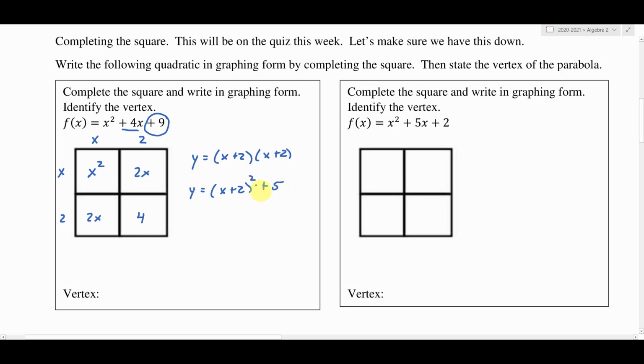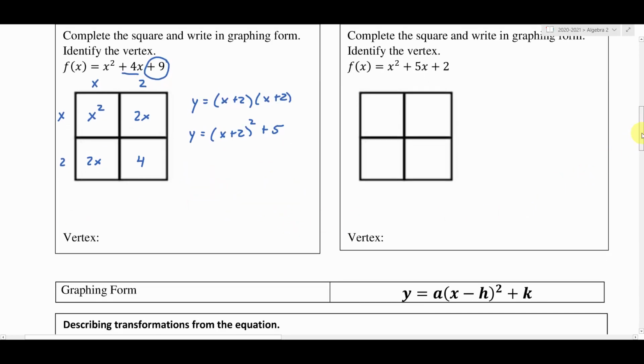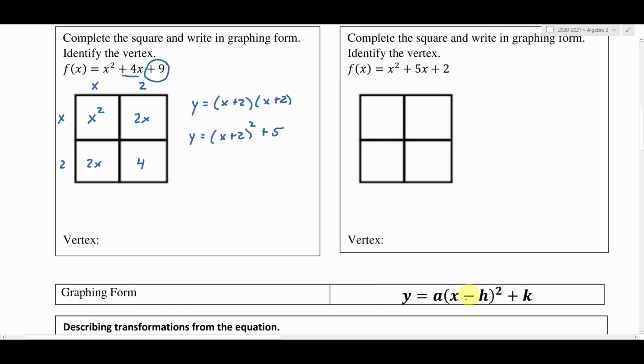Okay, so there we are in graphing form, and if you forget what graphing form looks like, I put it down here at the bottom for you. Remember, it looks like this with the parentheses squared, and you have plus some number on the end. There's usually an a value here, but for ours we have a 1, so we don't write it in.